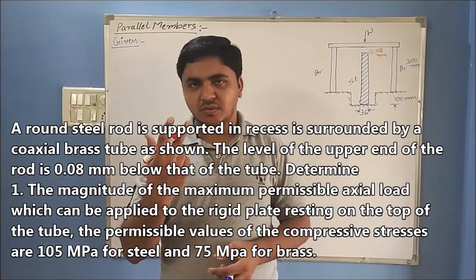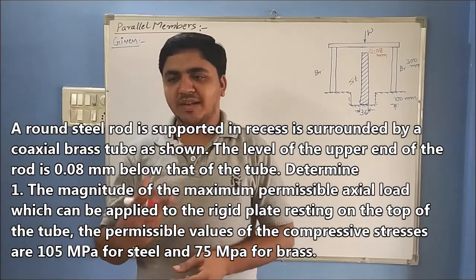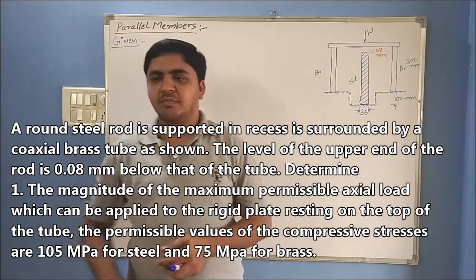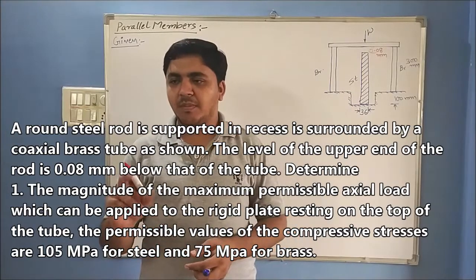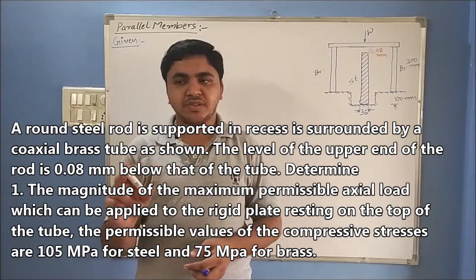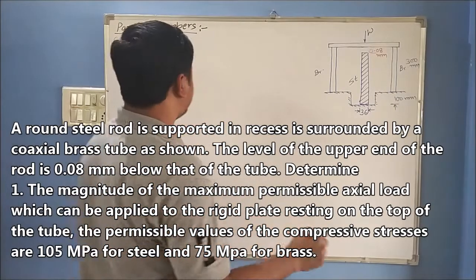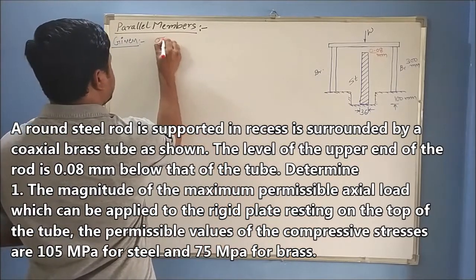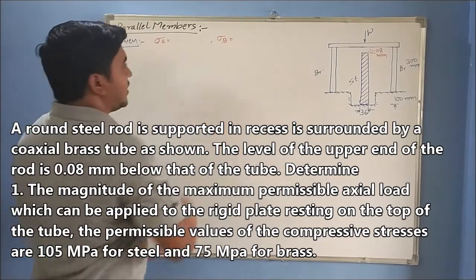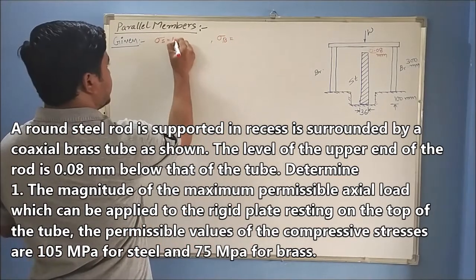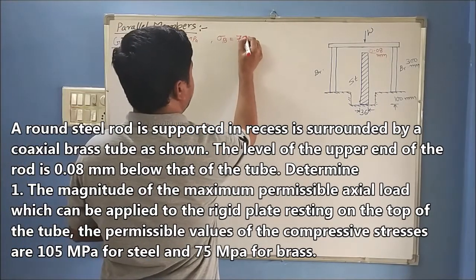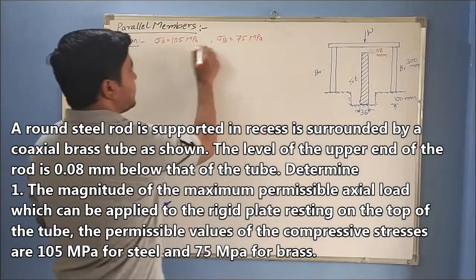Okay, we need to find out two things. First is the magnitude of maximum permissible axial load W, which can be applied at the rigid plate resting on the top of the tube if the permissible compressive stresses are given. The value of permissible stress for steel is 105 MPa, and that for brass is equal to 75 MPa. So this was the permissible stress given to you.